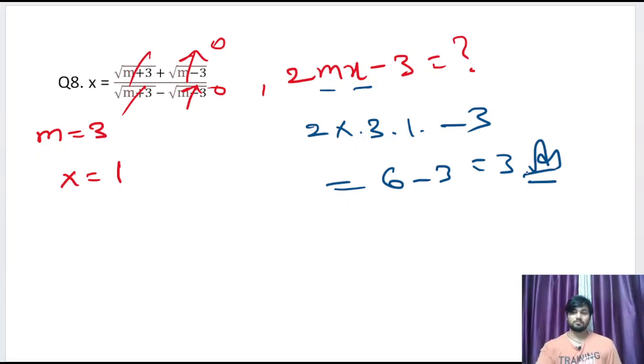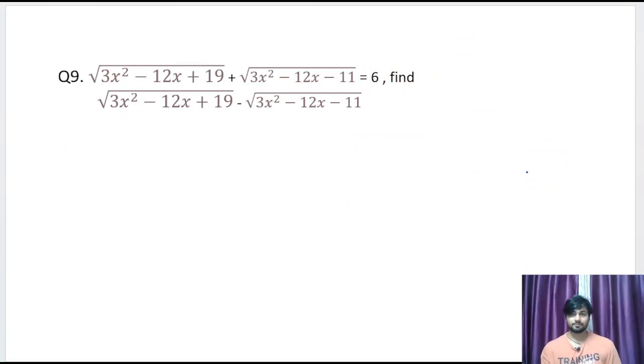Shall we move forward? Last question of the day. Some value is given as 6 and you need to find something. But there is a very good relation between the expression that is given and the expression that I need to find. What's the difference? The difference is only of the sign, nothing else.